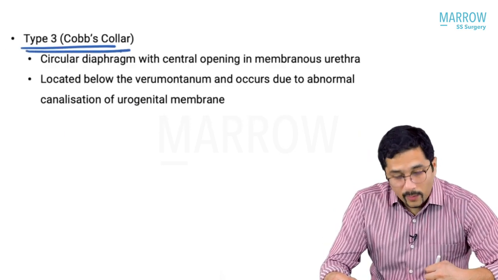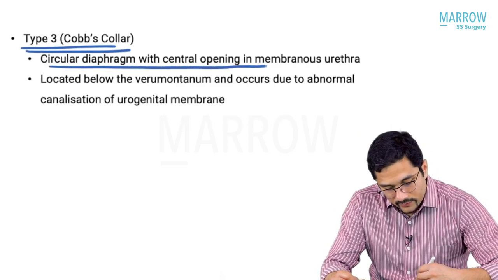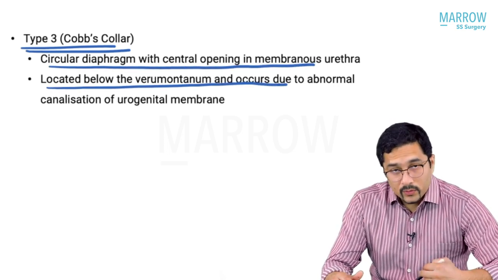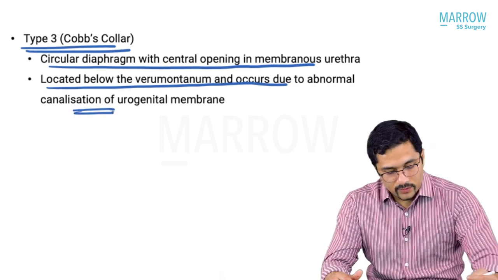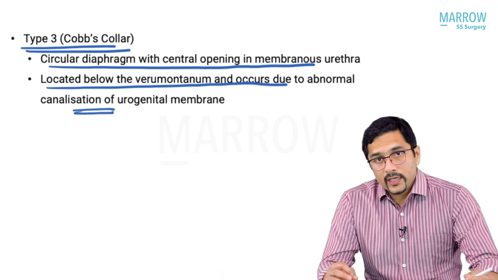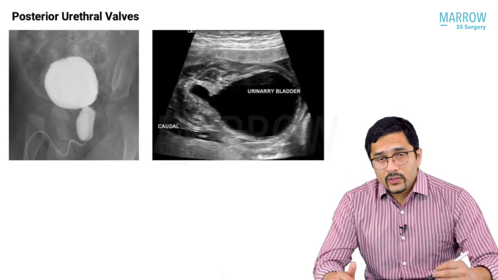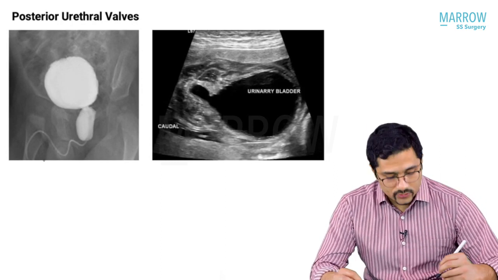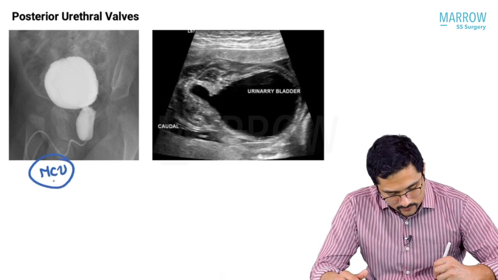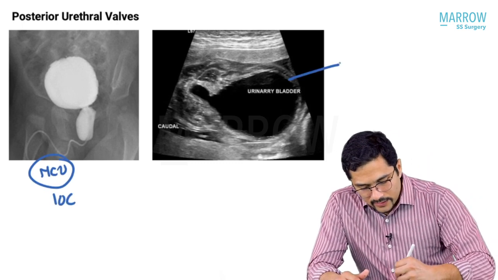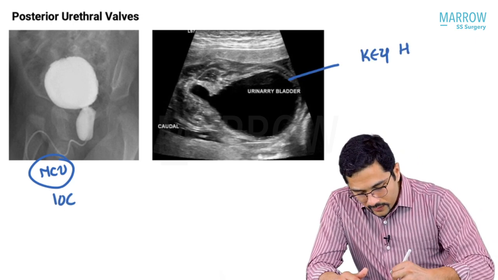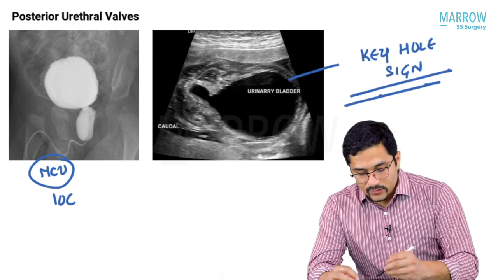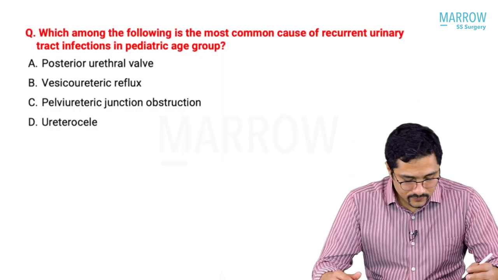Type 3 is known as Cobb's collar. This is a circular diaphragm with a central opening in the membranous urethra, and it is located below the verumontanum and occurs due to abnormal canalization of the urogenital membrane. For posterior urethral valves, the voiding cystourethrogram or micturating cystourethrogram, MCU, is the investigation of choice, and you will get a keyhole defect on an ultrasound and on micturating cystourethrogram as well.